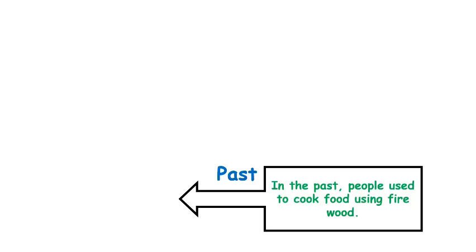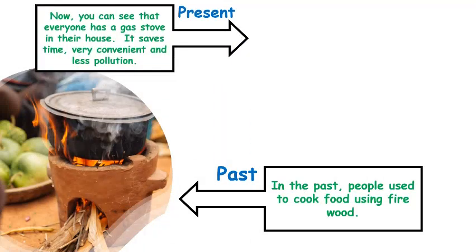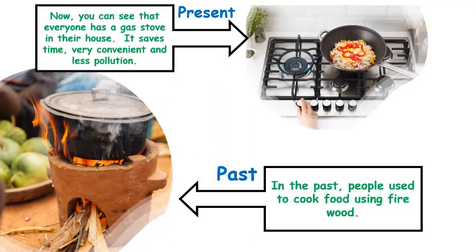Children, in the past days, people used to cook food using firewood. But now, in the present time, you can see that everyone has a gas stove in their house. It saves time and is very convenient, and it has less pollution.